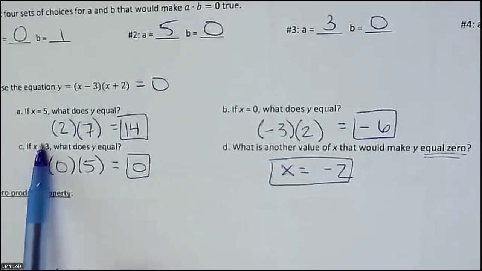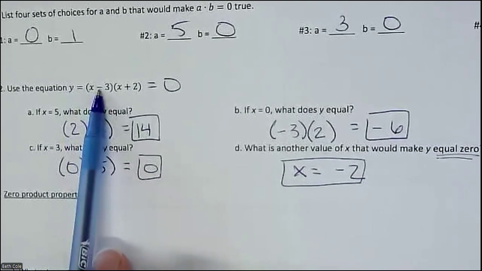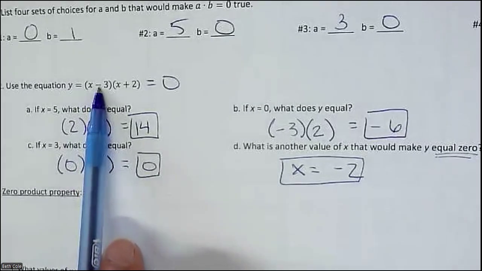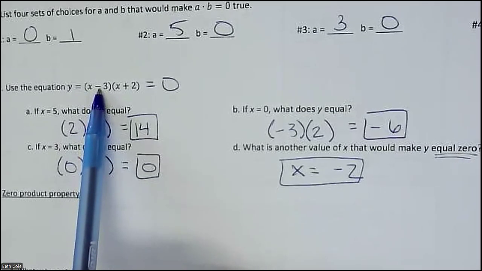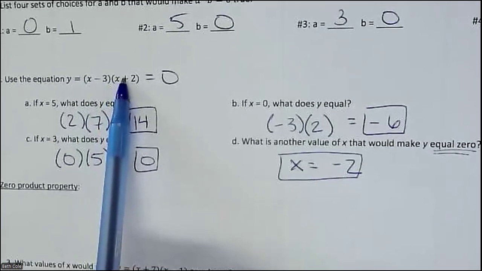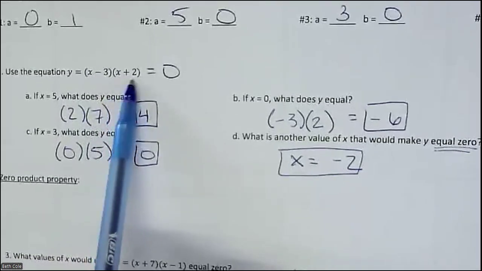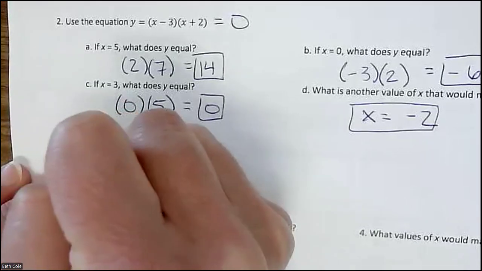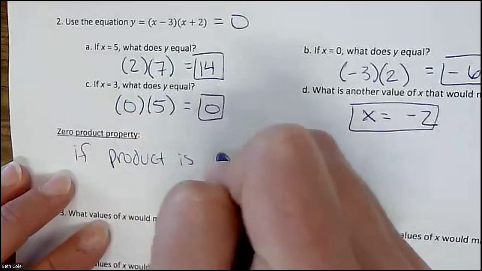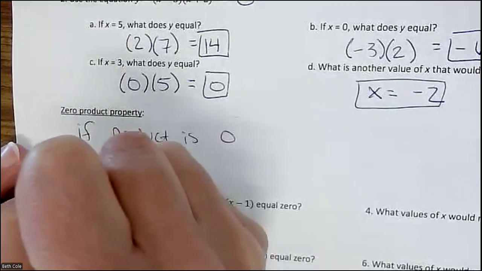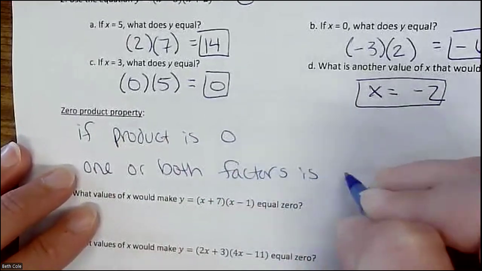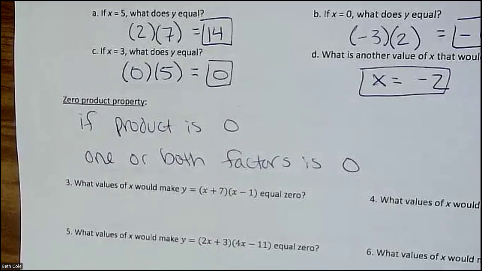Why did 3 give us 0? That question's for anybody, and you're going to have to look up here if you want to see what's going on. Because 3 minus 3 is 0. Why would negative 2 give you 0? Negative 2 plus 2 is 0. Good job. So here's your 0 product property. If a product is 0, one or both factors is 0. Because if you multiply by 0, you get 0.